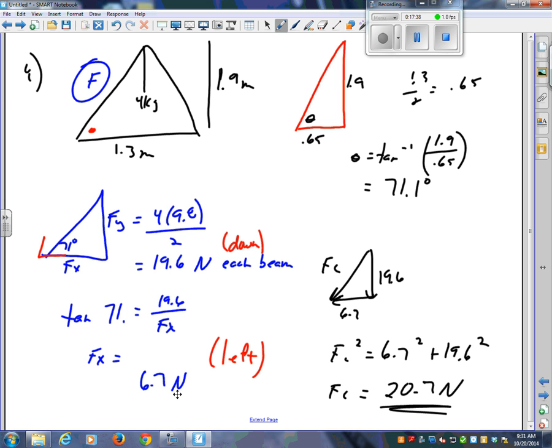Do I need to write one more step down here? I went, Fx is equal to 19.6 divided by tan of 71. Right? The Fx and the tan 71 just switch spots. So there it is, the answer to B. I think B is how much compression force there is, is it not? How much compression force exerted on each beam by the water pail? 20.7. And they would be rated to a certain amount of compression.